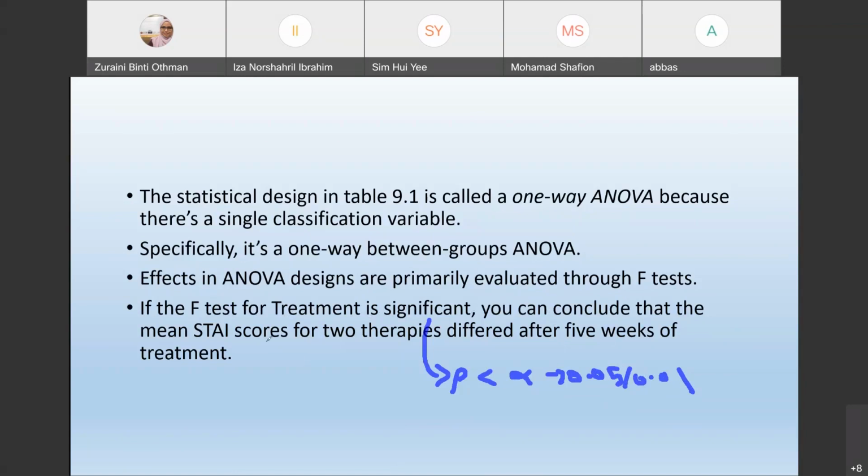The mean stress score for the two therapies differs after 5 weeks of treatment. What does that mean? If the F test for treatment is significant, you can conclude that the mean stress score for the two therapies differed after 5 weeks of treatment, meaning that there is a difference between these two therapies. Are you good? Can we continue?